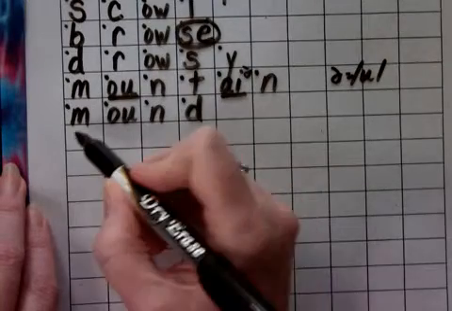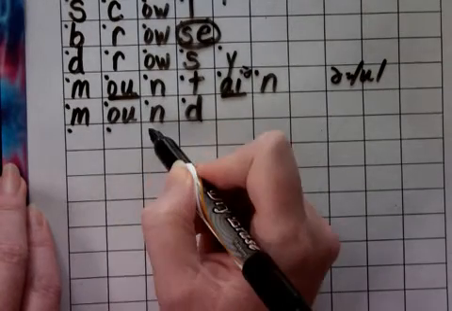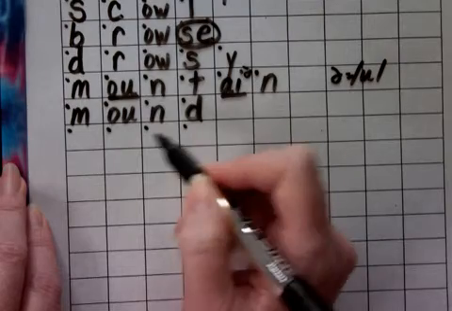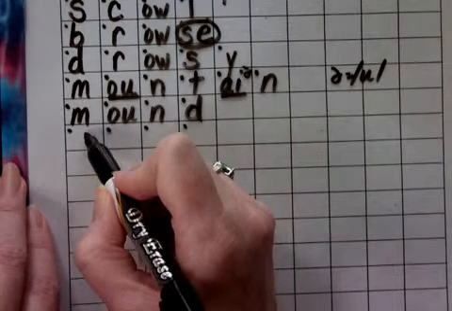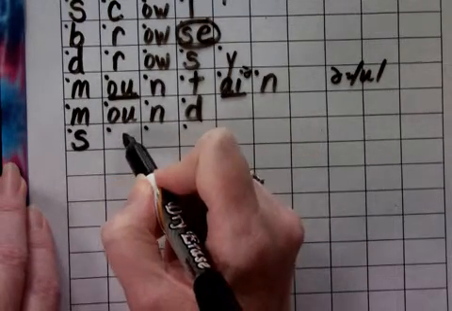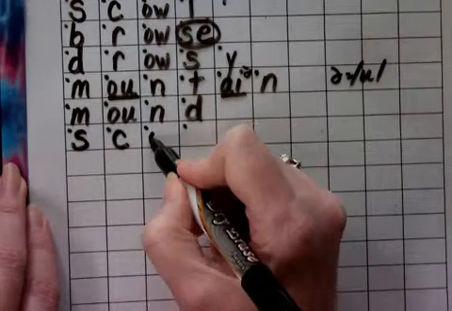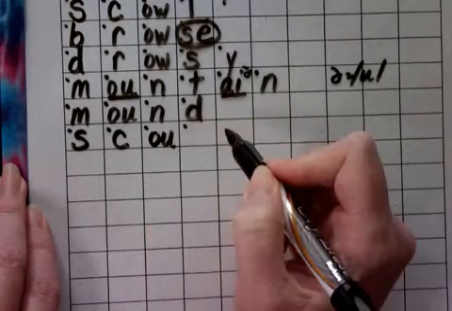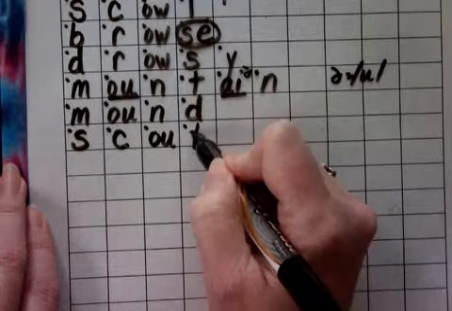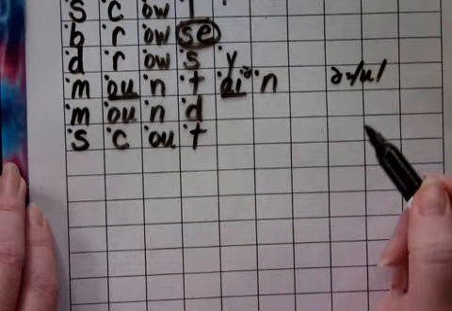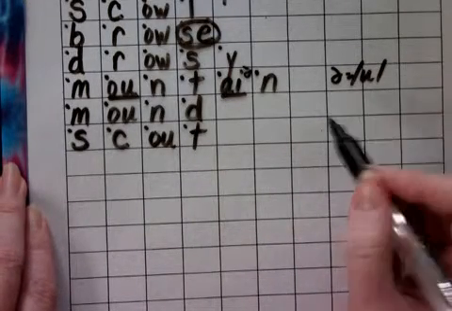The next word is scout. I was in the Girl Scouts. Scout. Sound it out. S, k, ow, t. The first sound is s, k. Ow. It's OU. T. Scout.